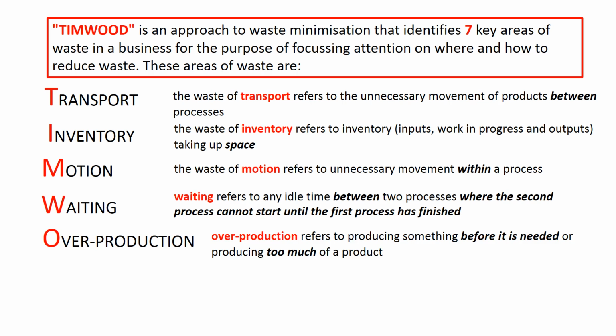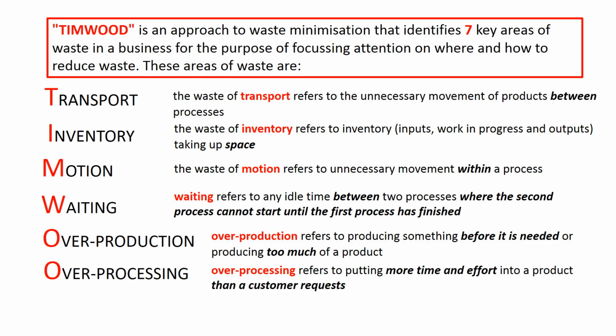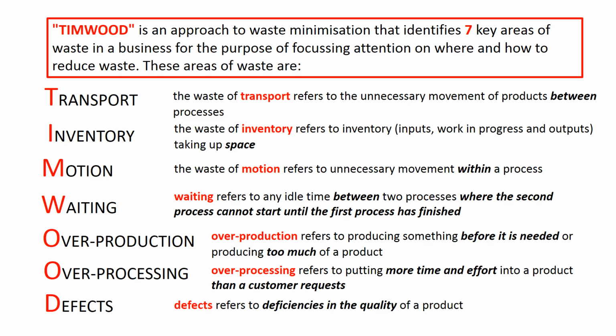Fifth, overproduction. Overproduction refers to producing something before it is needed or producing too much of a product. Sixth, overprocessing. Overprocessing refers to putting more time and effort into a product than a customer requests. And seventh and finally, defects. Defects refers to deficiencies in the quality of a product.